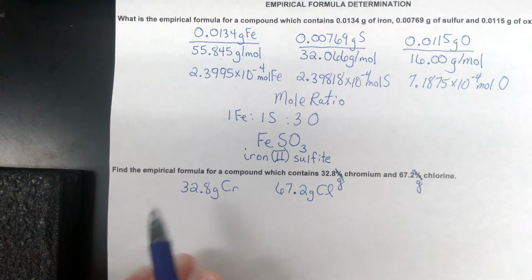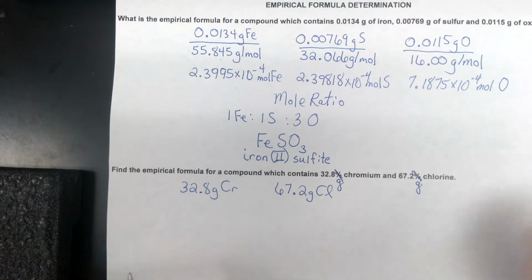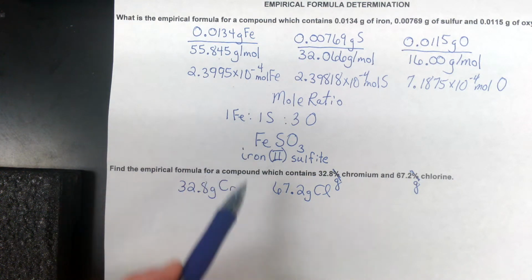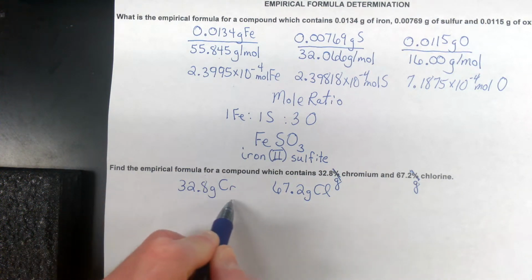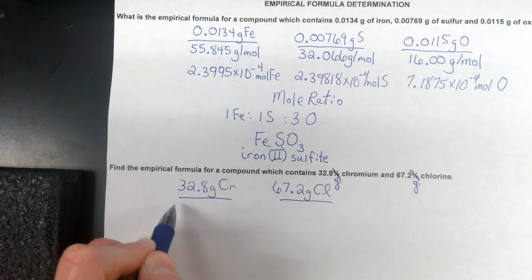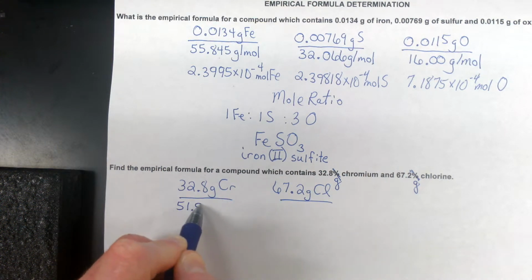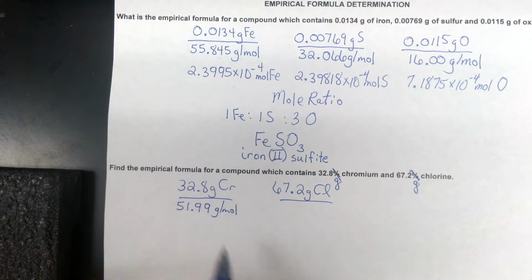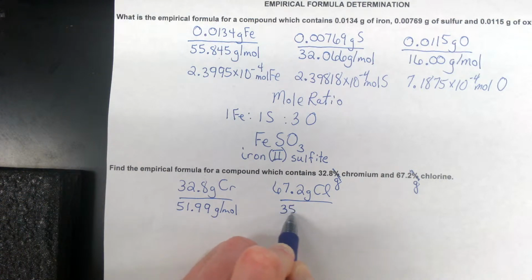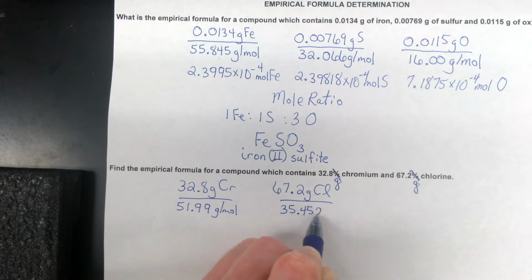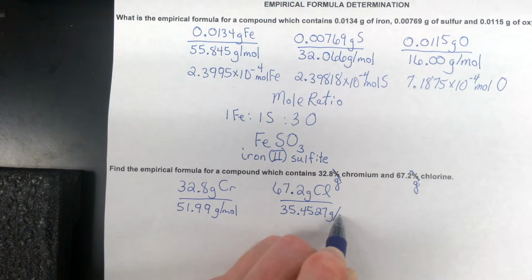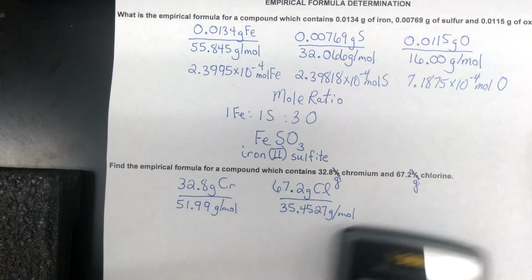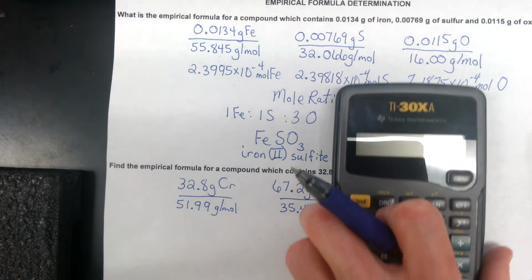So we would have 32.8 grams of chromium and 67.2 grams of chlorine. Now we work it similar to the iron, sulfur, and oxygen problem. Let's divide both of these by their respective molar masses. Remember, the molar masses are coming from the periodic table for each of these elements. So this will help us establish a mole ratio.